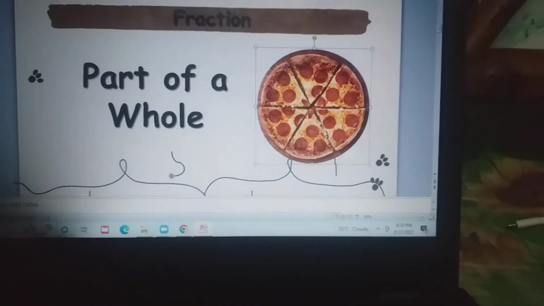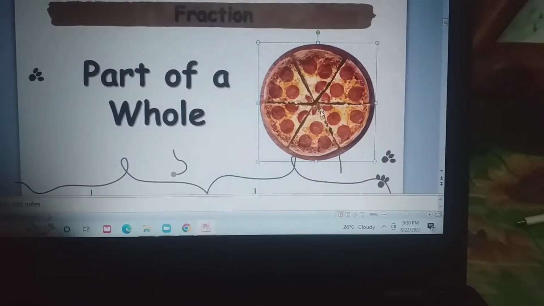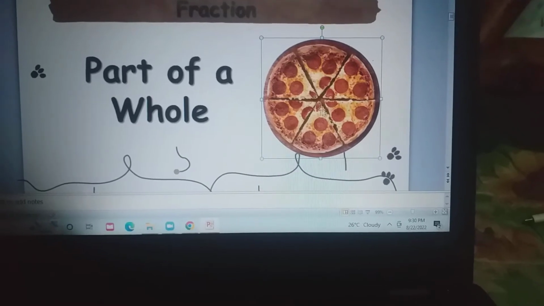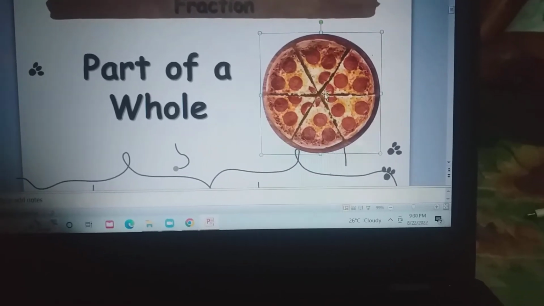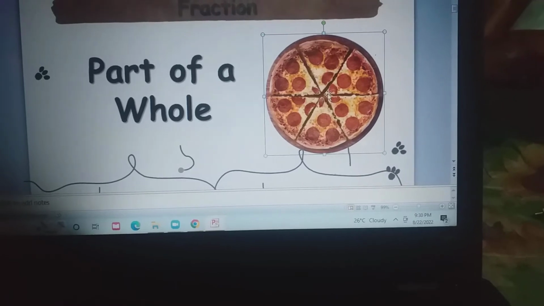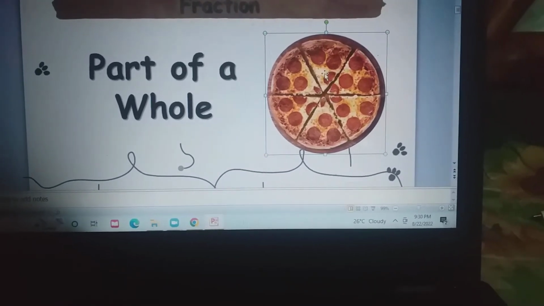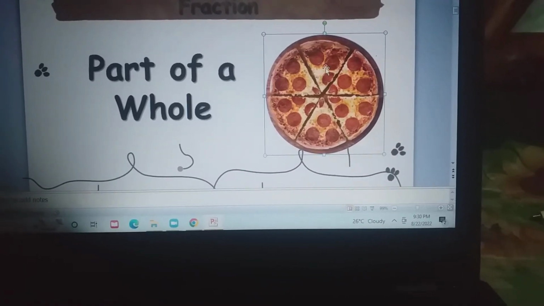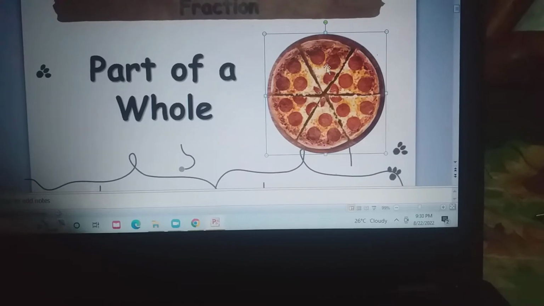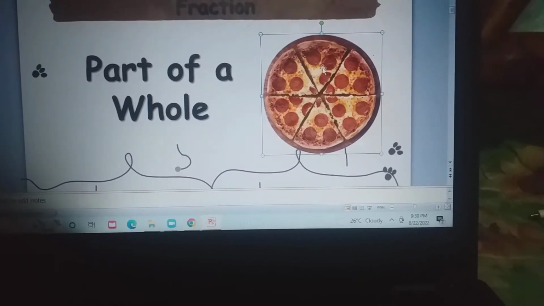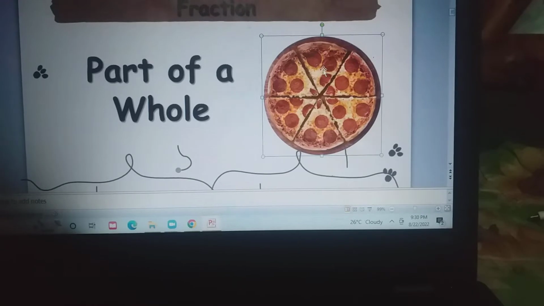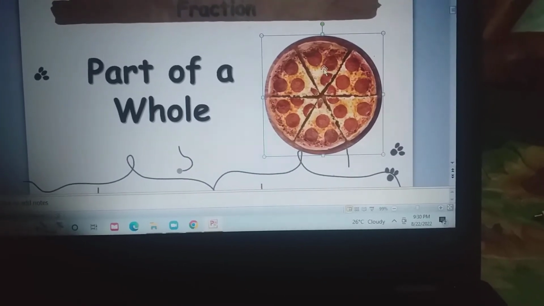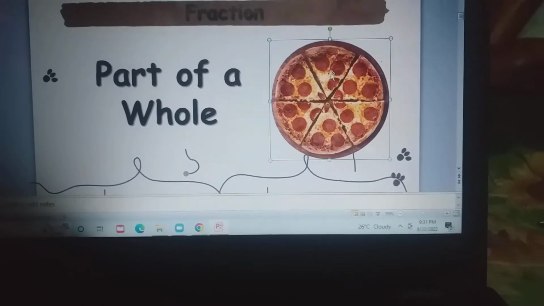Okay, isang buong pizza. Then this pizza is divided into 6 equal parts. Okay, dinivide siya sa 6 na parehong hati. Then take for example, if I'm going to get one part, or else I will be eating this part, one part of this, so it will become 1/6. So the eaten, or yung nakain ko, ang tawag doon is numerator. Then the number of equal parts is what we call denominator.